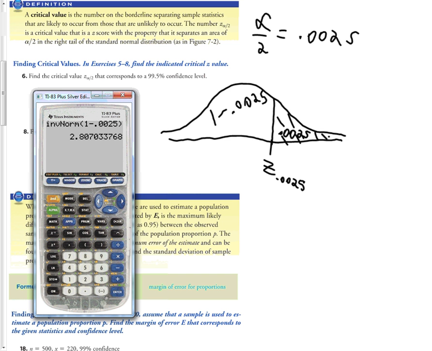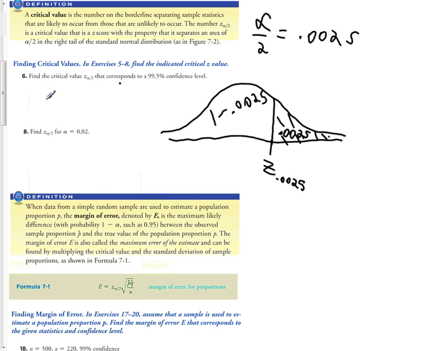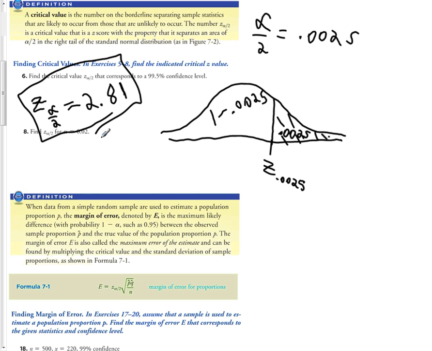We want to round z-scores to two decimal places. So the number we're looking for for problem 6 is 2.81. All right, so here, this z of alpha over 2 that we're looking for, the z of alpha over 2 is actually equal to 2.81. And that is the answer for number 6.